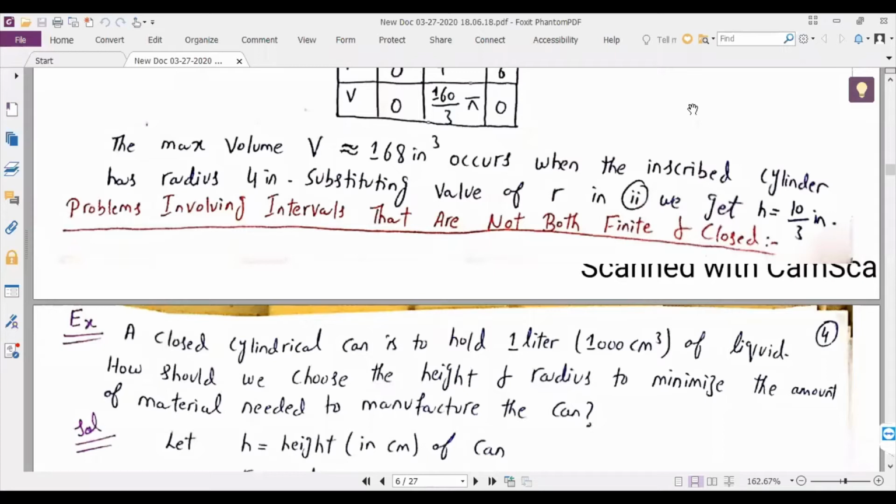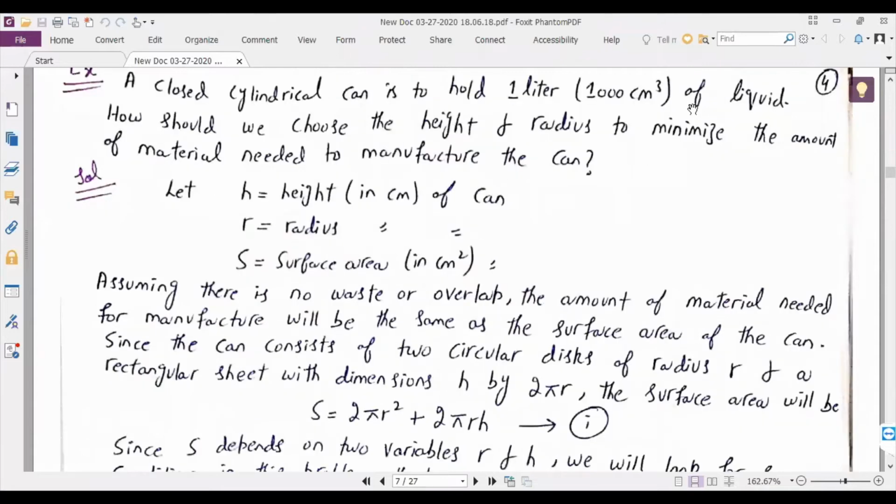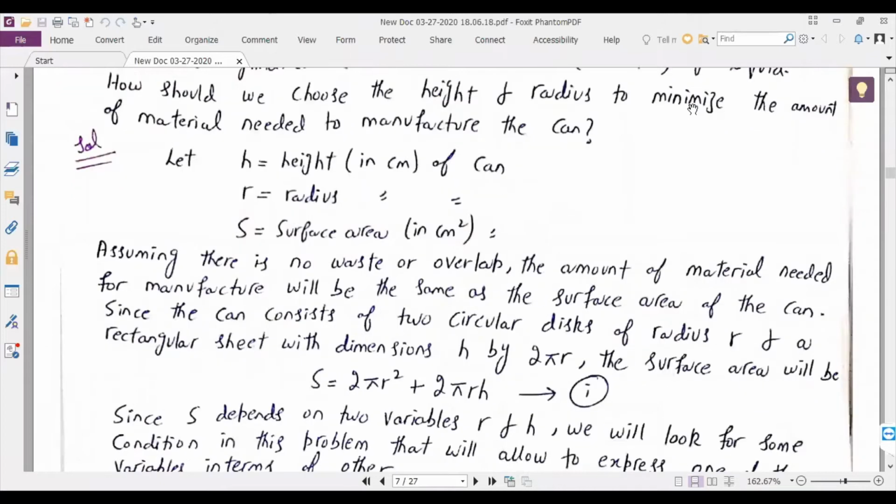Moving towards the next category, in which there are problems involving intervals that are not both finite and closed. The first example: a closed cylindrical can is to hold 1 liter of liquid. How should we choose the height and radius to minimize the amount of material needed to manufacture the can? So let H be the height of the can, R be the radius, and S be the surface area. Assuming that there is no waste or overlap, the amount of material needed for manufacture will be the same as the surface area of the can.